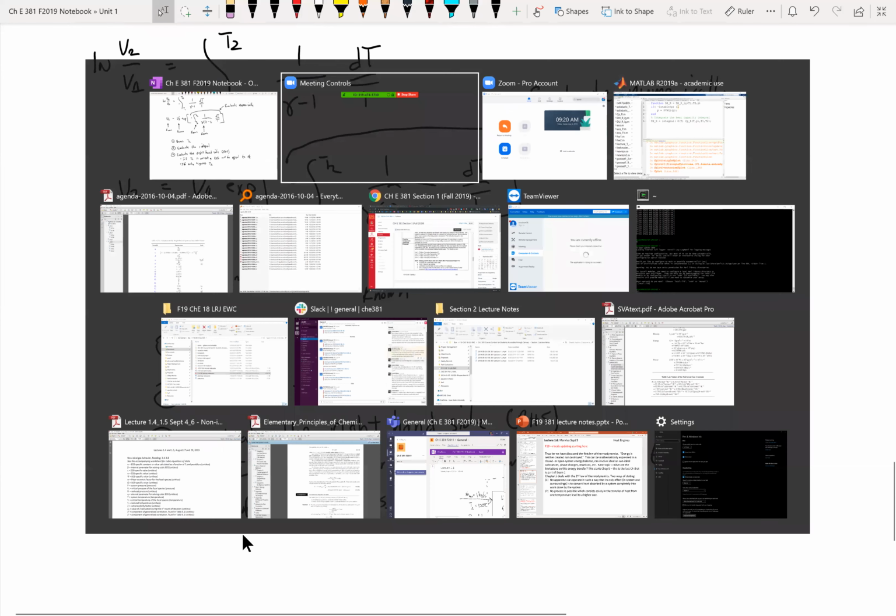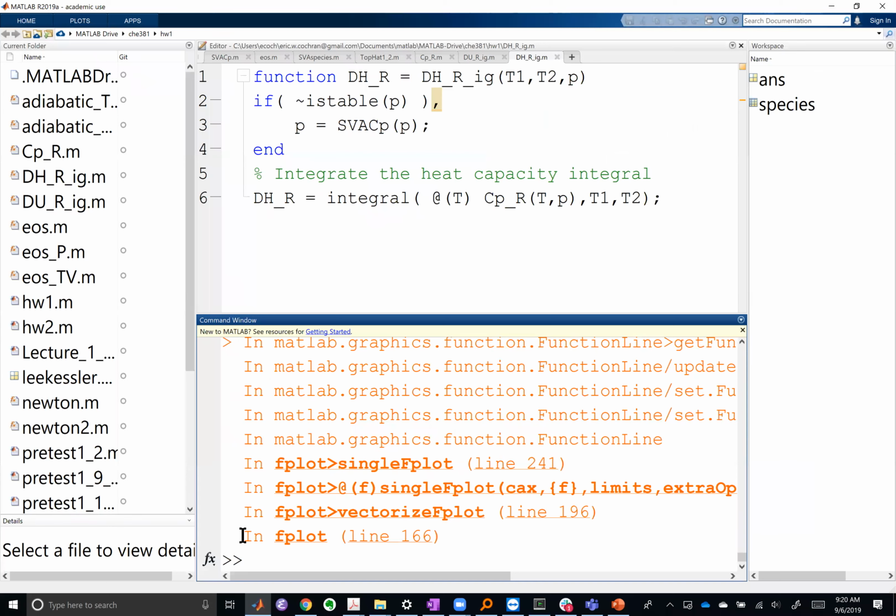We'll use MATLAB. I want to show you something in Excel, but it'll probably take 10 minutes to get through, and I can do this in MATLAB really quickly.